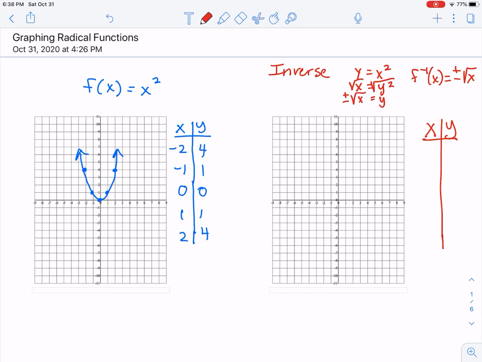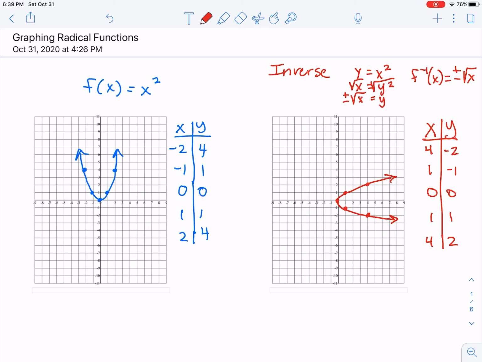So the inverse is plus or minus square root of x. All right, so what are some coordinates that go with that? Well, we also learned if I've got a table of values, then my x's and y's switch places. So I'm going to get this table of values. Well, if I graph that, 4, -2, 1, -1, 0, 0, 1, 1, and 4, 2. So my reflection over that line, y equals x, is going to give me an inverse that is going to end up failing the vertical line test.